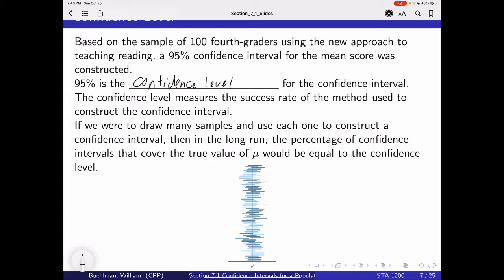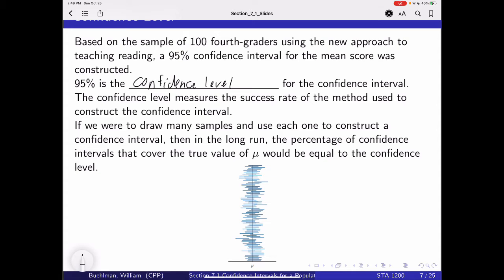For the confidence interval, the confidence level measures the success rate of the method used to construct the confidence interval. If we were to draw many samples and use each one to construct a confidence interval, then over the long run, the percentage of the confidence intervals that cover the true value mu would be equal to the confidence level.